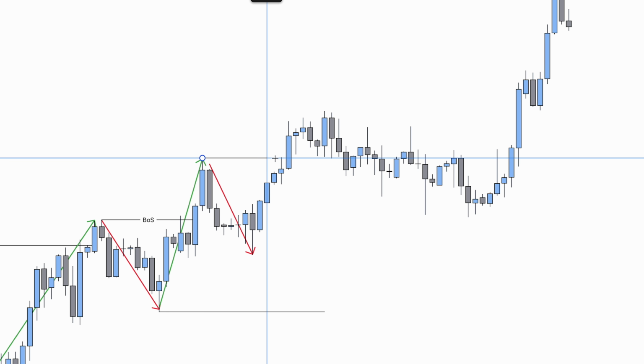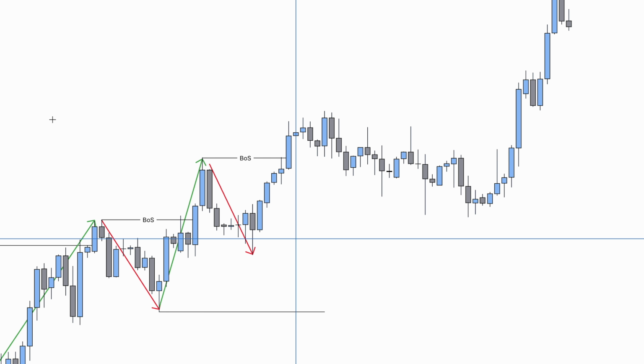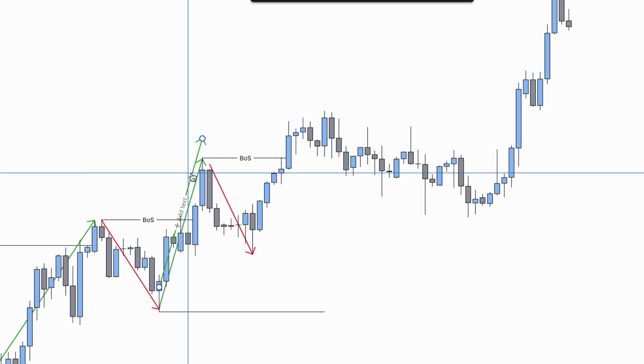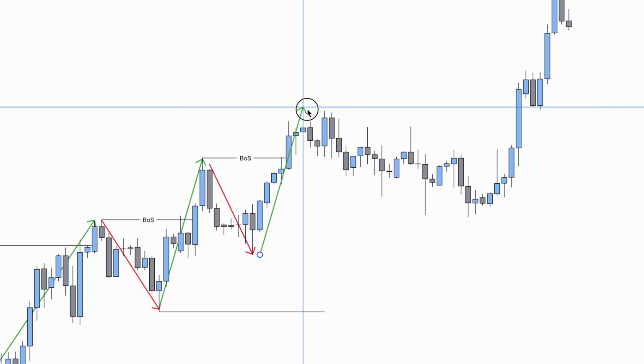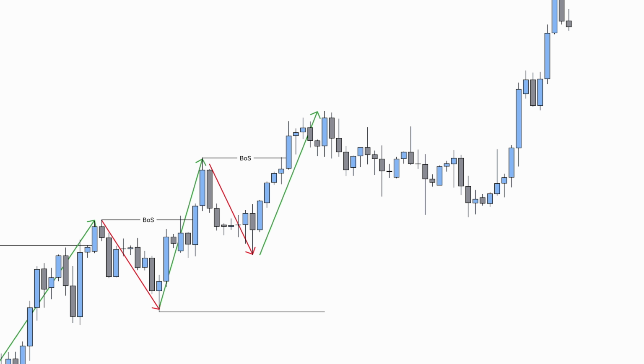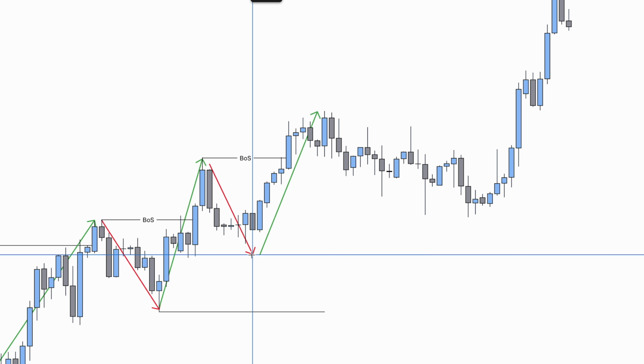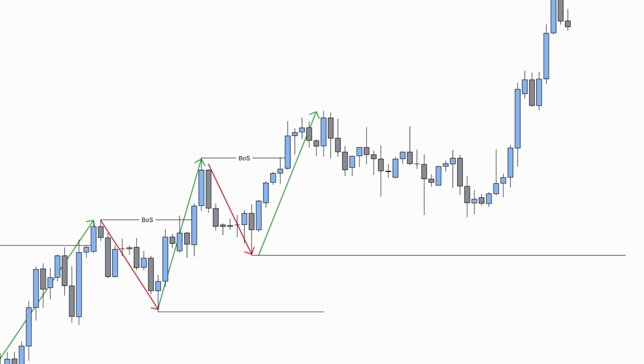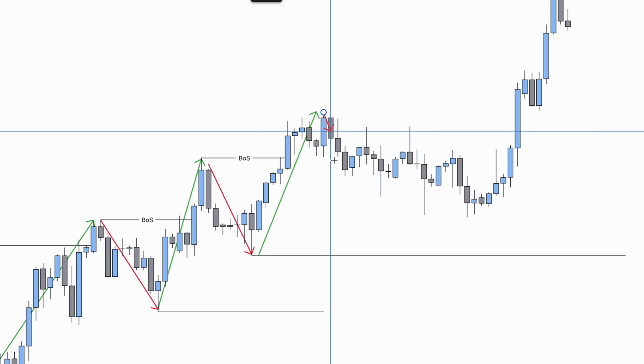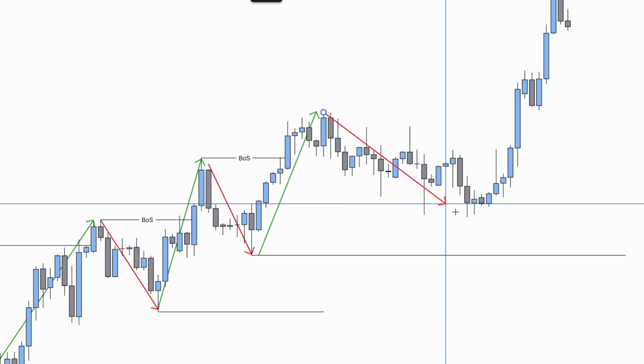Then the high there was broken, creating a BOS, break of structure, which therefore creates an impulsive move from this low to this high. What has this done at the same time? Well, this has printed us a new higher low just here. So any movement that takes place above this low is just a corrective move.